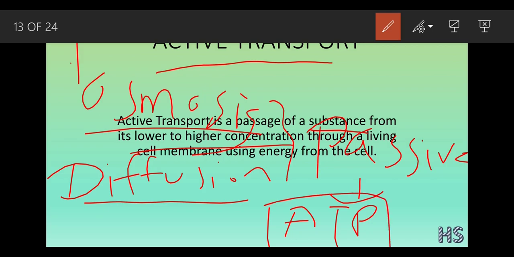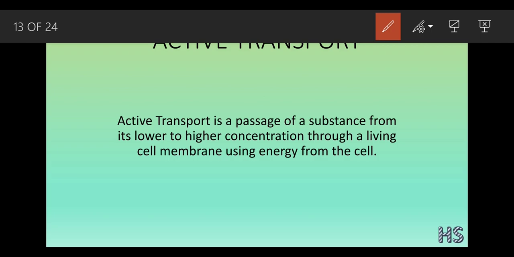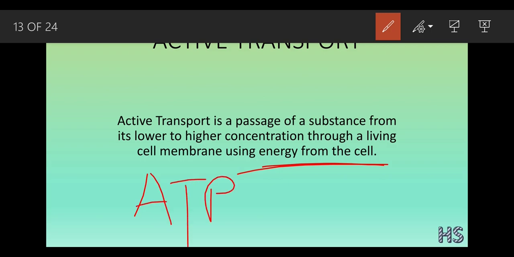But in the case of the active transport, we are going to use an energy that is ATP. What do you mean by ATP? That is adenosine triphosphate. We are going to use this in active transport. Let's understand this concept with an example.